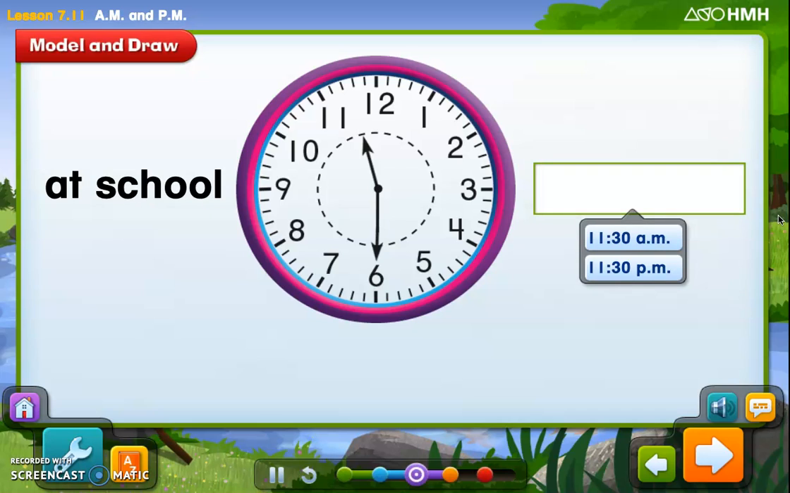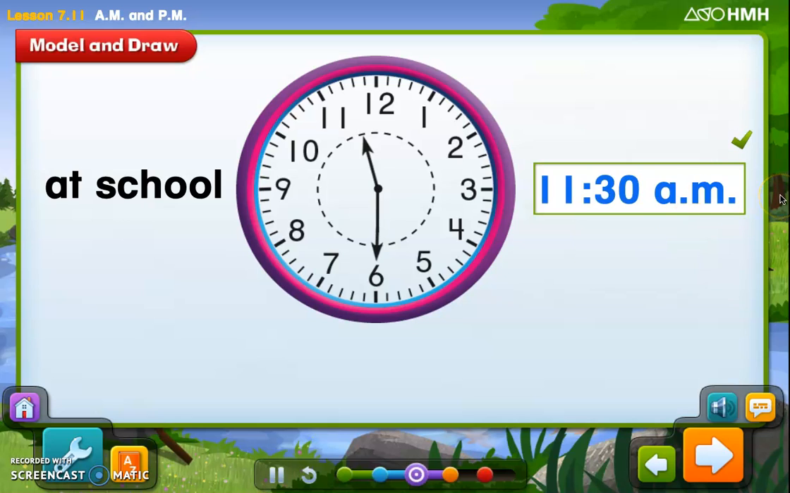Which of these is a time when you're usually at school? Okay, so like I said, it's the same time showing, right? So 11:30 p.m., we're usually probably sleeping at that time. 11:30 a.m. is probably a time when we are at school. So 11:30 a.m. is the correct answer. That's right. You're usually at school at 11:30 a.m.